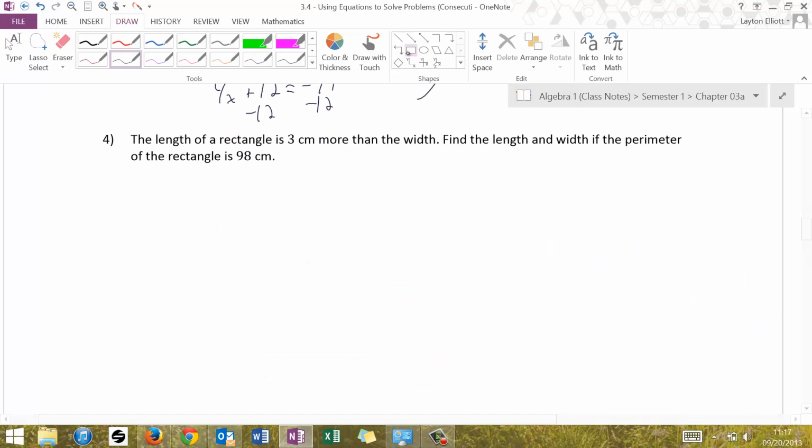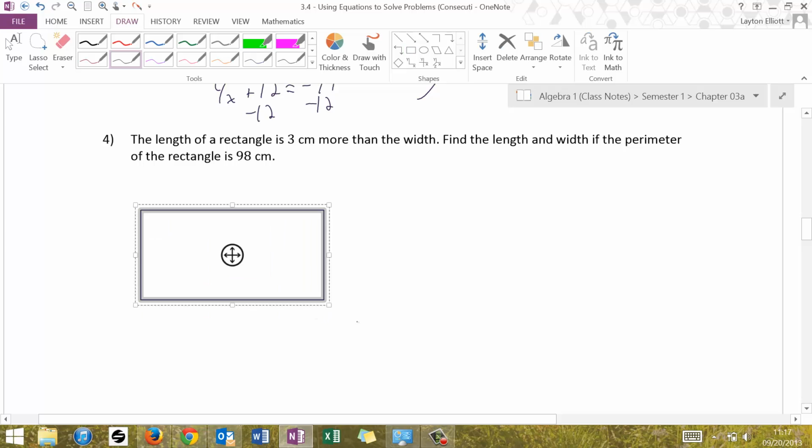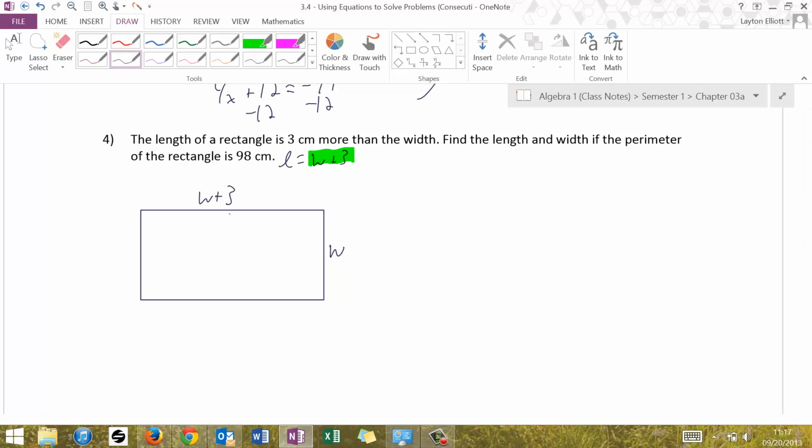For number 4, we have a rectangle, and it says the length of the rectangle is 3 centimeters more than the width. In this little sketch, L is equal to W plus 3 will help me get the labeling on the rectangle correct. I want one variable, and I'm going to use W. So I have W and W plus 3. This shows a rectangle whose length is 3 centimeters more than the width. Find the length and the width if the perimeter of the rectangle is 98.